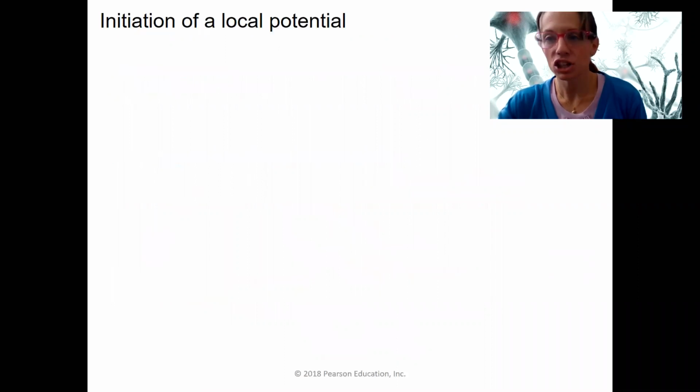Next, we're going to talk about the initiation of one of these local potentials. Local meaning not down the entire axon, just within the cell body or dendrites. So something has to stimulate this. That stimulus is going to open up some gated ion channels, either chemically gated or mechanically gated. This is like a touch receptor in the skin. We're going to be using chemically gated as an example.